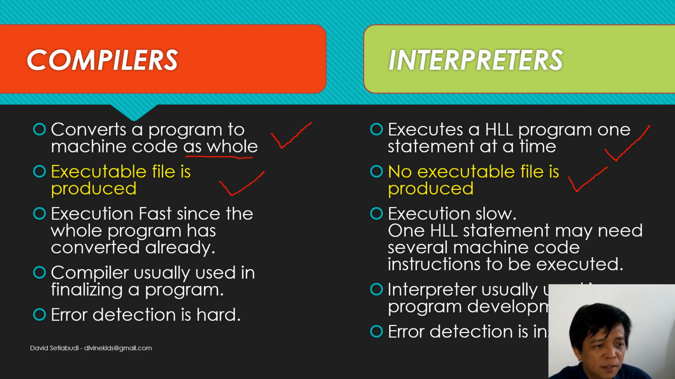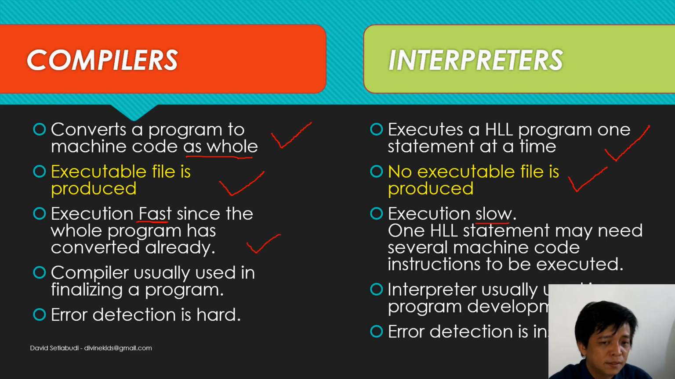The third one, execution is fast, since the whole program has been converted already. But then interpreters, the execution is slow. One high-level language statement may need several machine code instructions to be executed. So it takes more time.